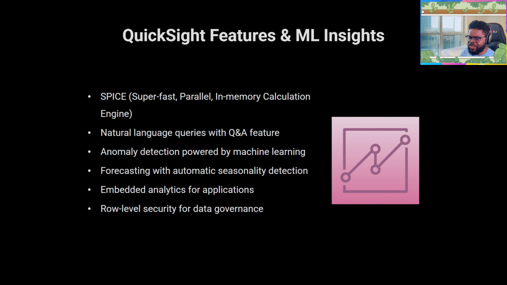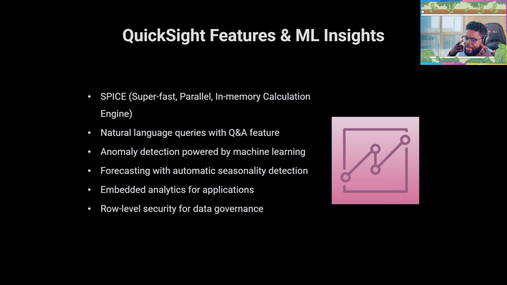Obviously, there are some features QuickSight has. It uses the SPICE engine. There's not much to say around that, but it's a super fast parallel in-memory calculation engine. That's really what powers the search capabilities of QuickSight. You can also do natural language queries with the Q&A feature for QuickSight, and obviously that's where the world is going. I think we've gone past the age where people are writing manual queries. These days, people want to ask questions like, how many customers do I have? I type it, and then you get results.